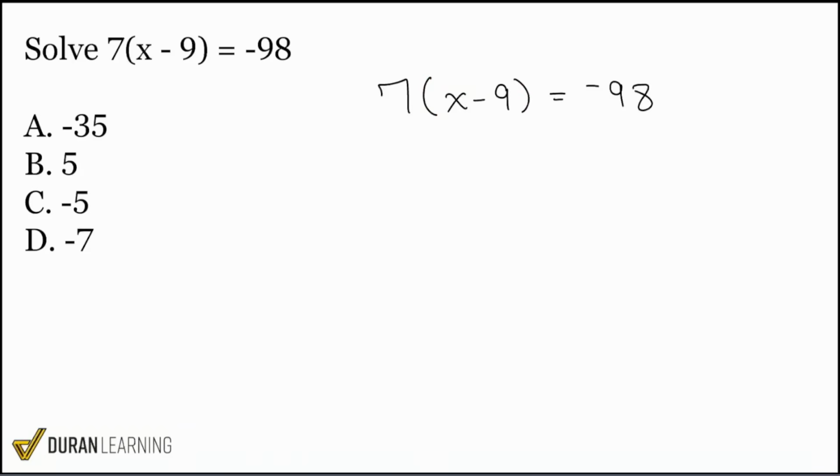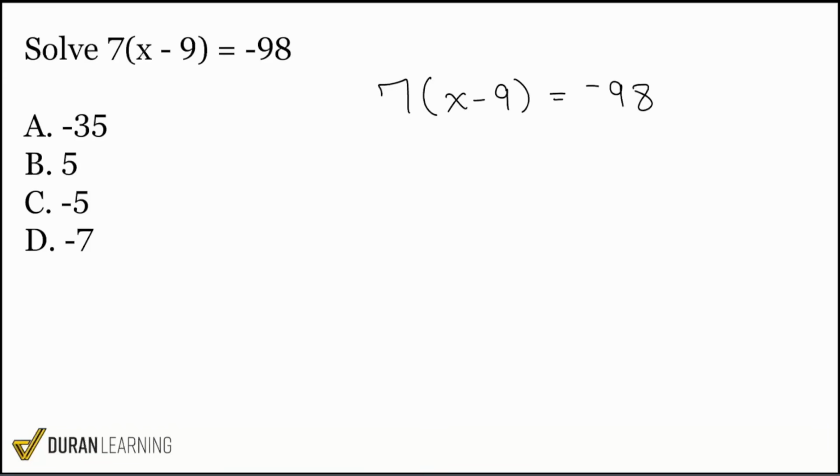There are 2 ways we can take care of a parentheses. One is through distribution, the distributive property, where we distribute the 7 to the x and the 7 to the negative 9. That's going to be the main way to do it. And the second way is, if this 7 is in the way of the rest of the equation, I can just divide the 7 out entirely. But I'll show you that after I show you the first way to do this.